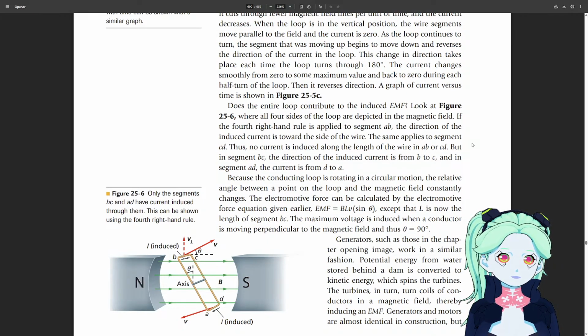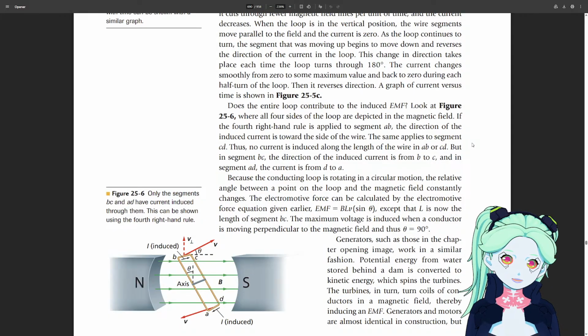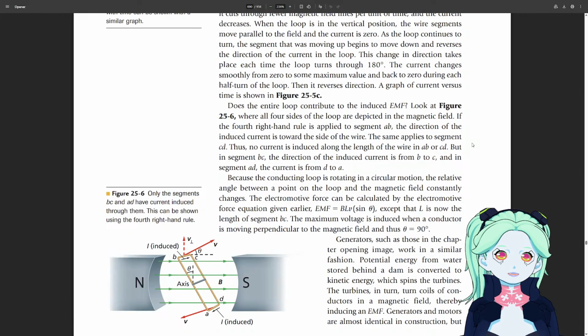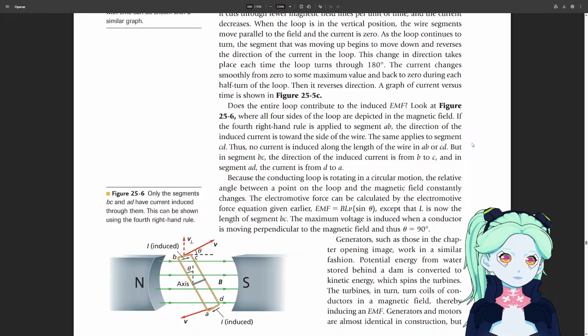Because the conducting loop is rotating in a circular motion, the relative angle between the point on the loop and the magnetic field constantly changes. The electromotive force can be calculated by the electromotive force equation given earlier, except that L is now the length of segment BC.